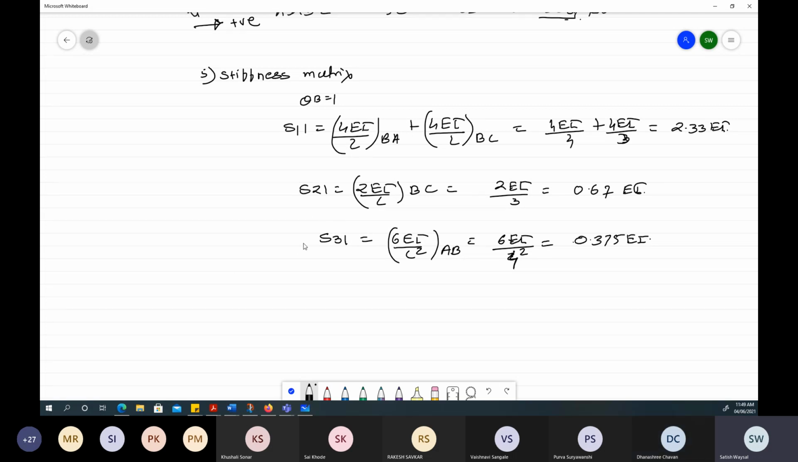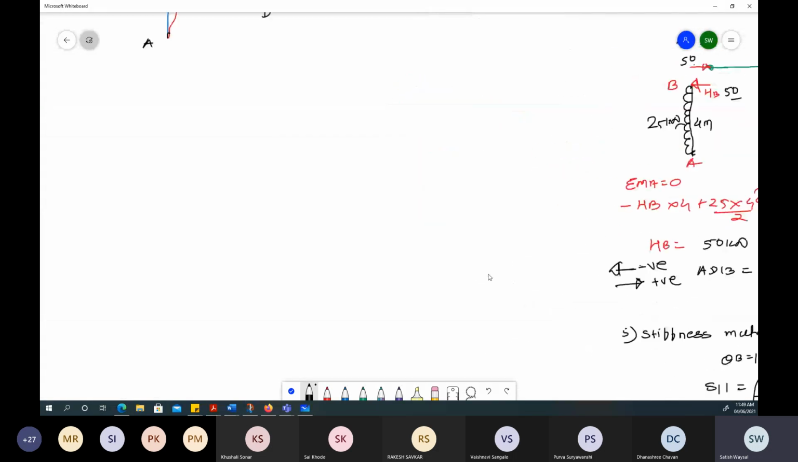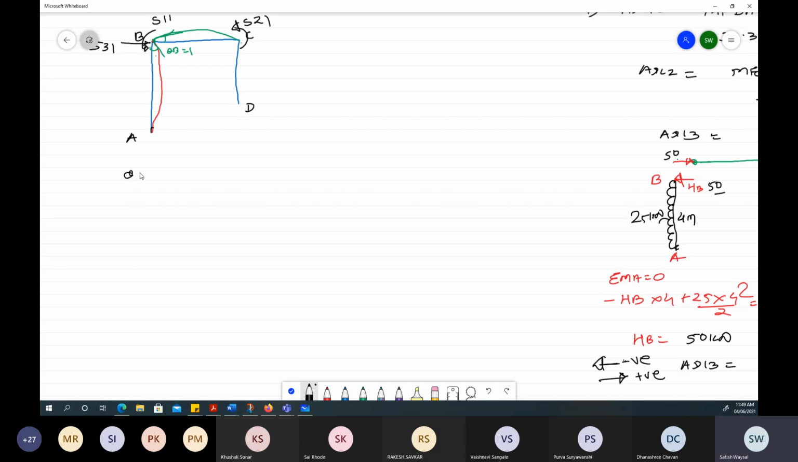Thank you. Okay, now we have considered theta b. The next case will be theta c is equal to 1. Now when we say theta c is equal to 1, the second case will be there. Again we'll draw the frame. If you draw a deflected shape for this, it will again be an anti-clockwise rotation. So it will get deflected in this manner, and we'll have the tangent for this.